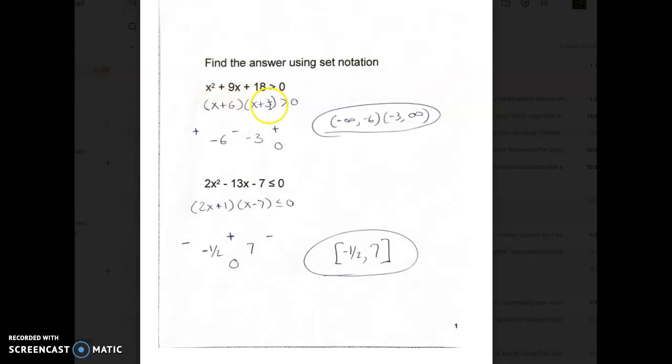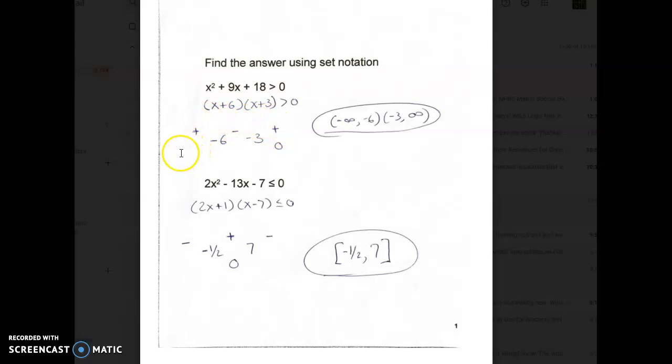x plus 6 times x plus 3. And we get our 2 answers of -6 and -3. Always put them from lowest to greatest. And then we plug our 0 in one of the regions. 0 is to the right of -3. If I plug 0 in for x squared, I get a true statement. So therefore it's plus, minus, plus.